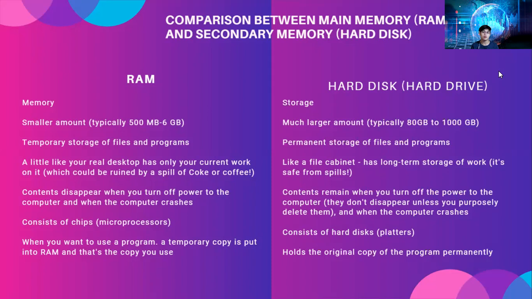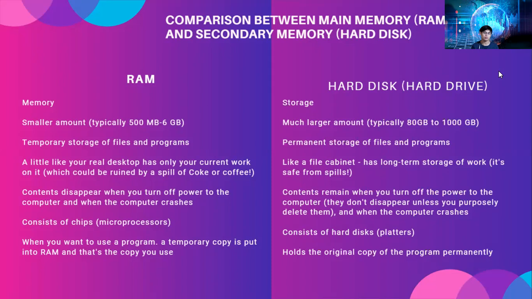A little like your real desktop, RAM holds only your current work, which could be ruined by a spill of Coke or coffee. But the hard disk is like a file cabinet. It has long-term storage of work. It's safe from spills. In RAM, contents disappear when you turn off the power to the computer and when the computer crashes. But in the hard disk, contents remain when you turn off the power to the computer. They don't disappear unless you purposely delete them, and they survive when the computer crashes.